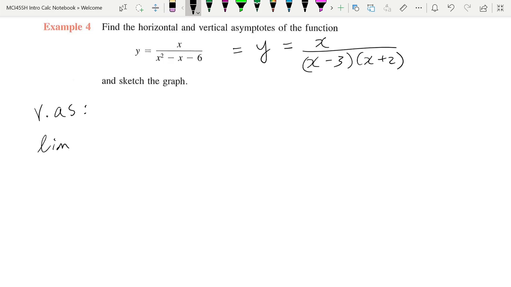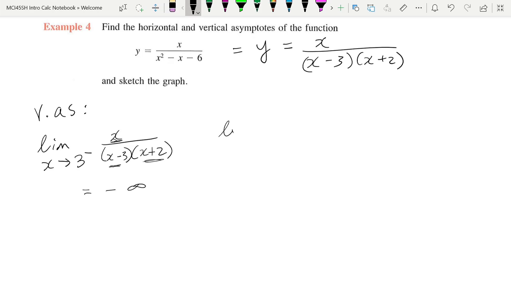What's the limit as x approaches 3 from the left of this thing? I'm going to leave it in factored form because it's actually easier to look at that way. Okay, think about what happens to this thing. If I approach 3 from the left, this thing's going to be positive, this thing's going to be positive, but 3 from the left is smaller than 3, so this thing's going to be negative. So I am approaching negative infinity, right?